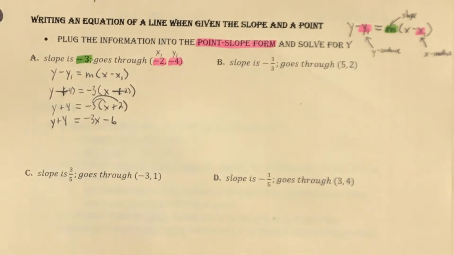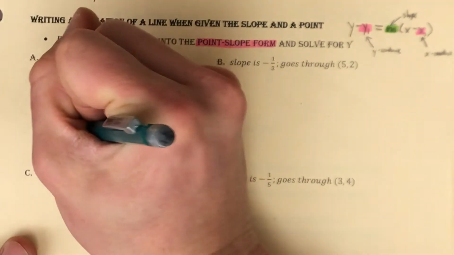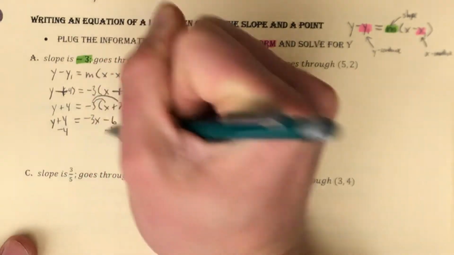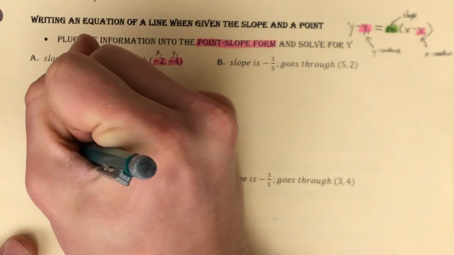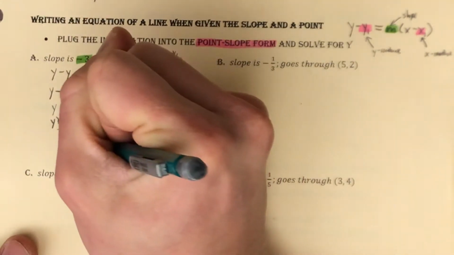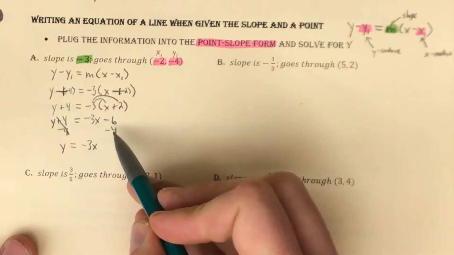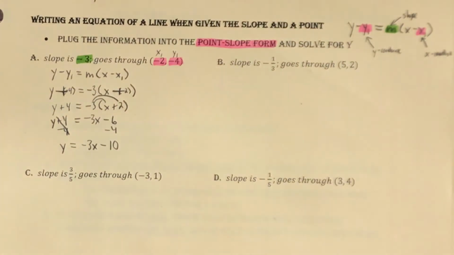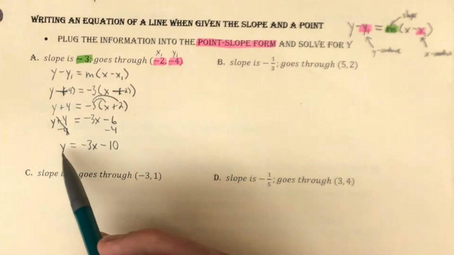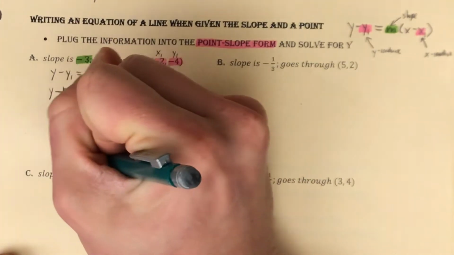Well, my last step to solve this down is I need to get the y by itself. So the next thing I need to do is remove the +4. Well, the only way to do that is to subtract 4 from both sides. So I'm going to subtract 4 from both sides. Well, 4 minus 4, that cancels. And I'm left with y equals -3x, and then -6 minus 4 is negative 10. So my simplified final equation of the line that has the slope of negative 3 and goes through the point negative 2, negative 4 is y equals negative 3x minus 10.